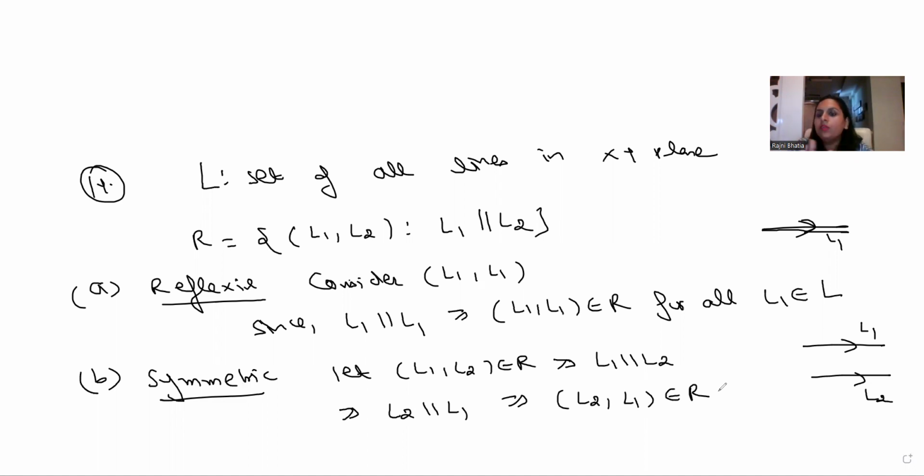Let L1, L2 belong to R. So L1 is parallel to L2. Now we will just visualize this situation. If L1 is parallel to L2, then L2 is also parallel to L1. So we can say that L2, L1 belongs to R.